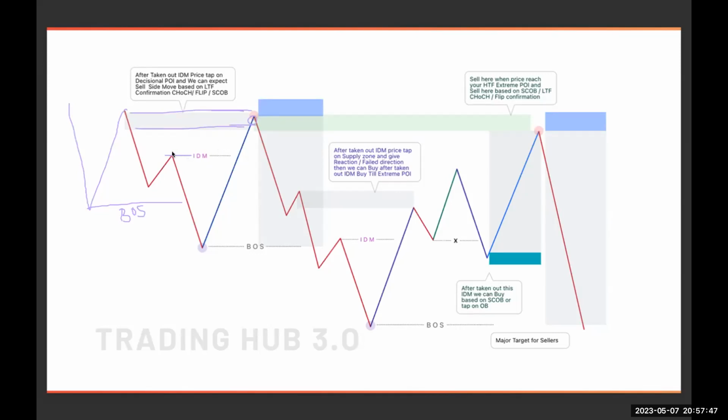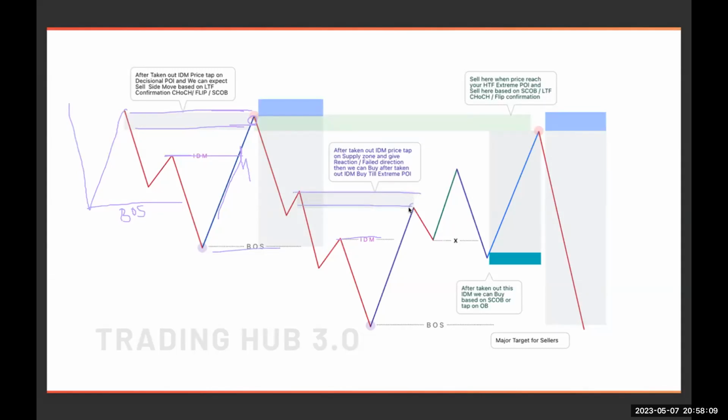And second thing is here, if price does not tap here, just sweeps this inducement, then you can sell here based on single candle order block. In that case, you don't need to wait for CHoCH or flip or anything. Okay. Push downside, break the structure. Again, similar thing, inducement, mitigate your order block is here.